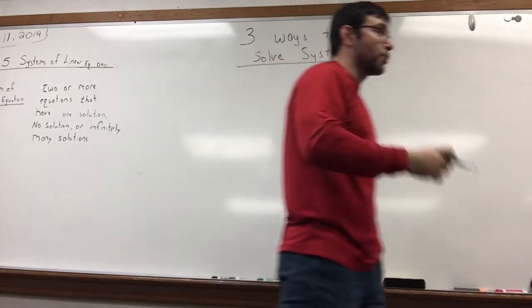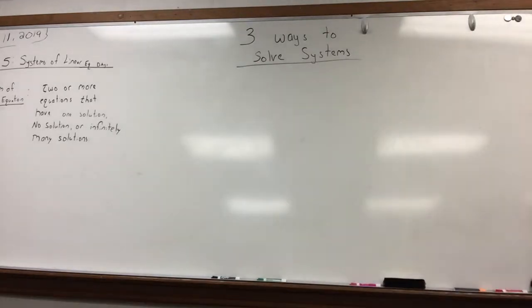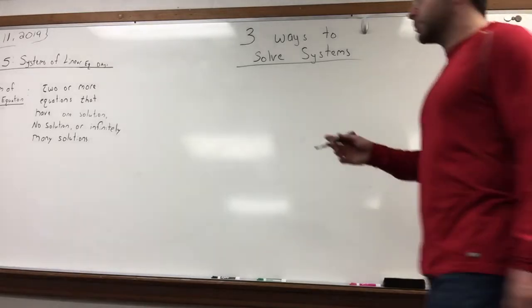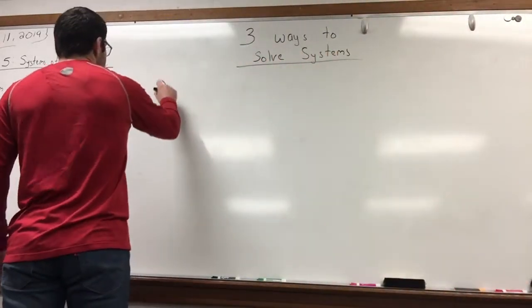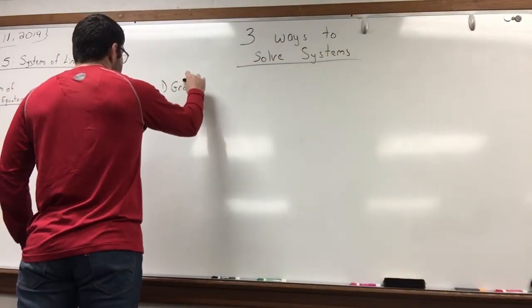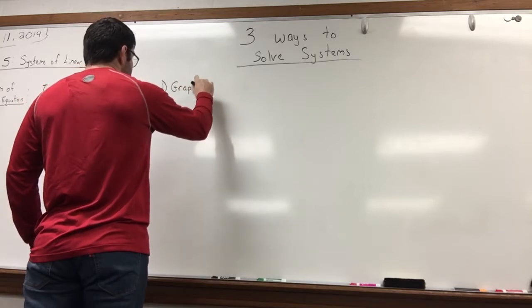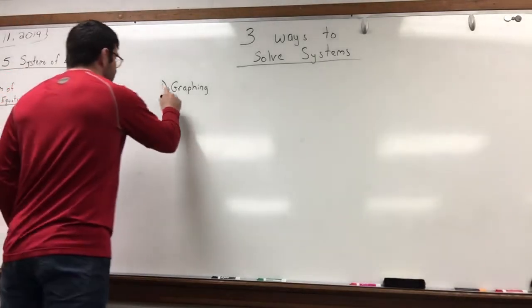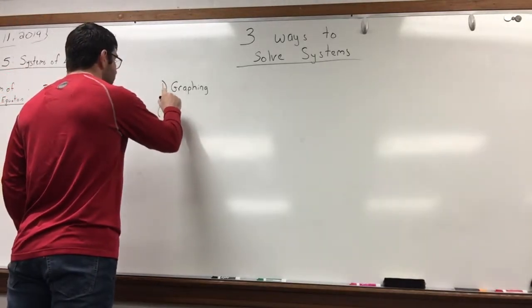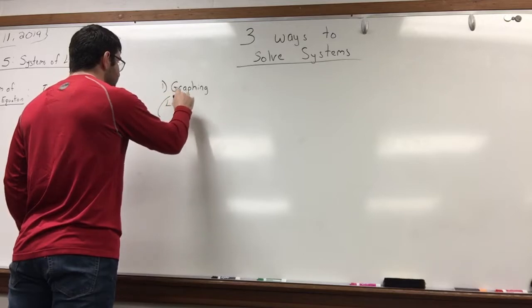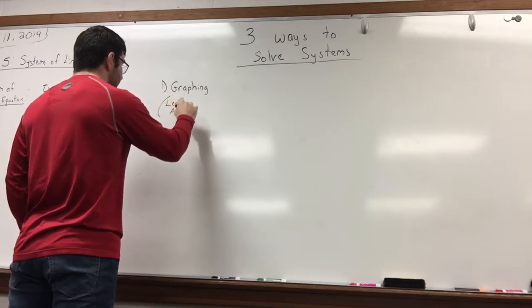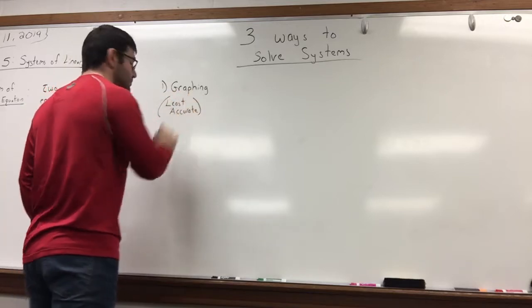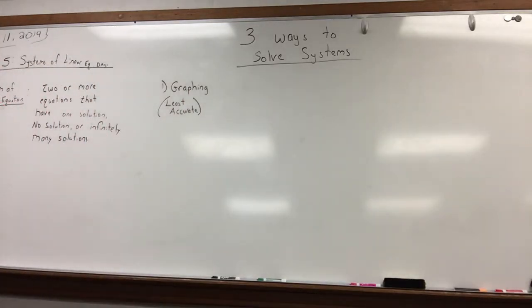There are three ways to solve systems. The first way that we're going to deal with is graphing. Underneath graphing, in parentheses, I'm going to put least accurate. It's the least accurate. You know why?